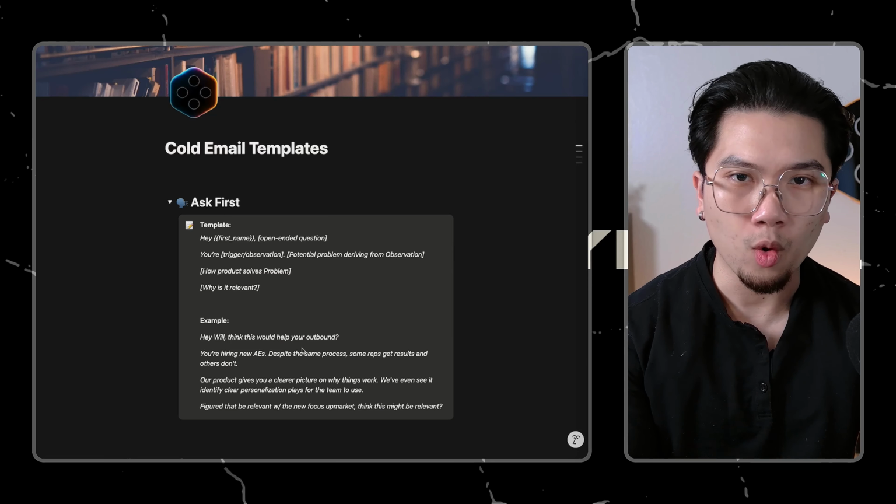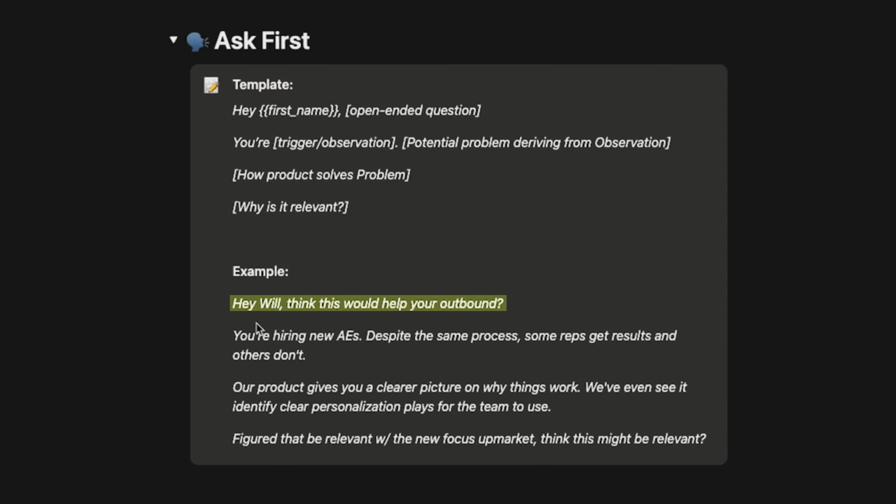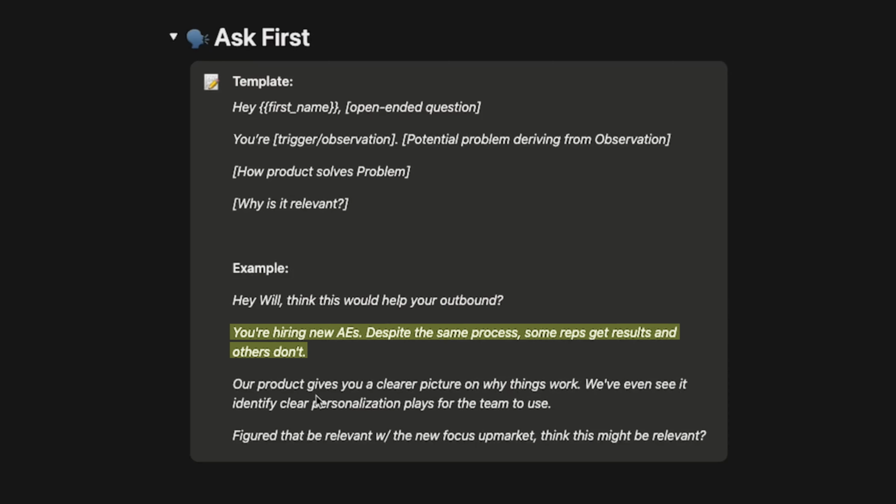Line 1, open with a question right away. Something like, hey Will, think this would help your outbound? No intro, no pitch, just a question. Line 2 is the observation. You're hiring new AEs. Despite the same process, some reps get results and others don't. Line 3 is the problem.